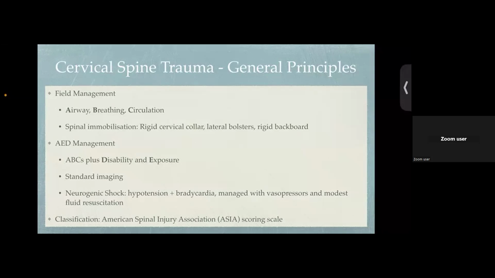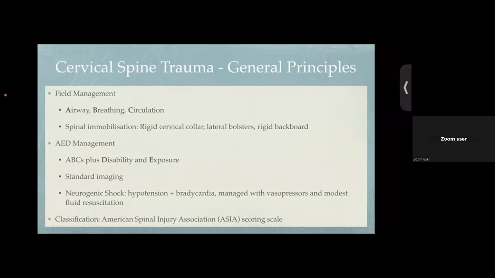Once you reach the hospital in the emergency department, it's the same thing: the patient presents with their ABCs, and then you can add the disability and exposure at that point. Standard imaging, the x-rays. And here the patient could have a combination of neurogenic and spinal shock, usually with hypotension and bradycardia, and it can be managed with vasopressors and modest fluid resuscitation.